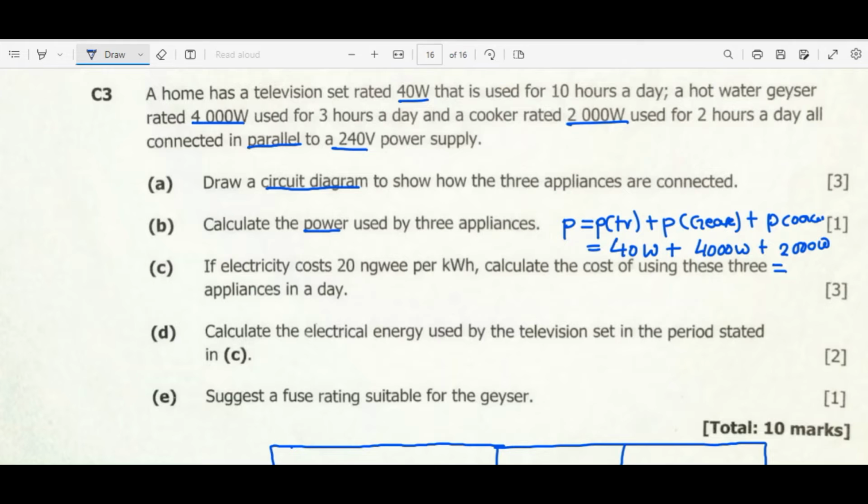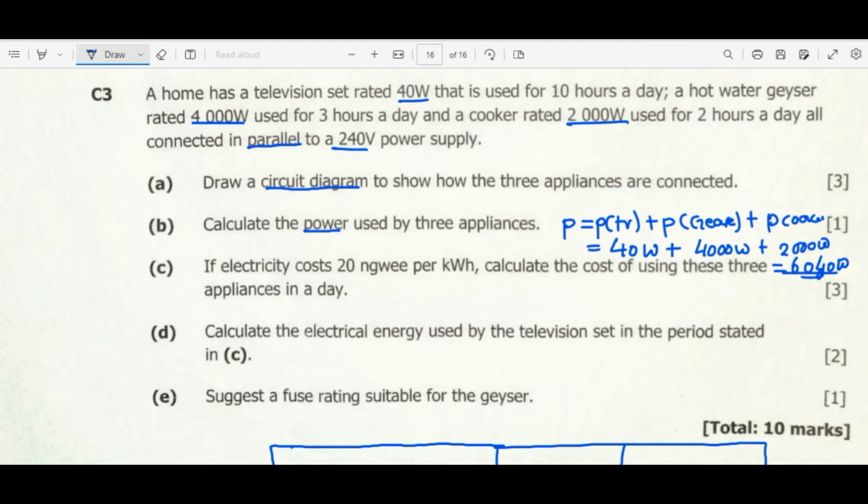So 4000 plus 2000 is 6000 plus 40. So this is 6040 watts. So this was the power used by the three appliances. Now we move on to question C. If electricity costs 20 ngwe per kilowatt hour, calculate the cost of using these three appliances in a day.